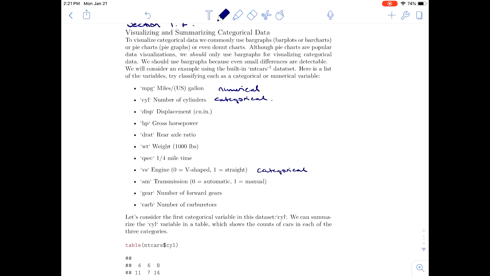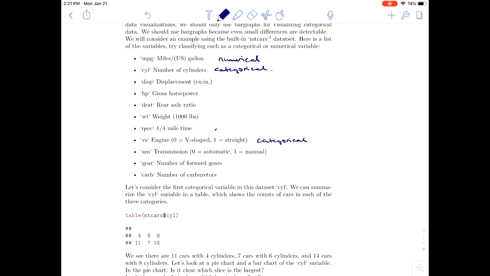So here, what we're doing, we're using numbers to denote categories.